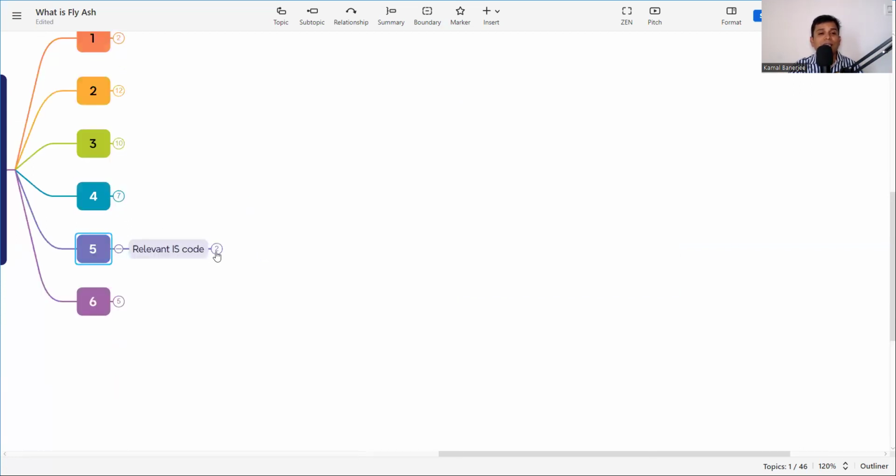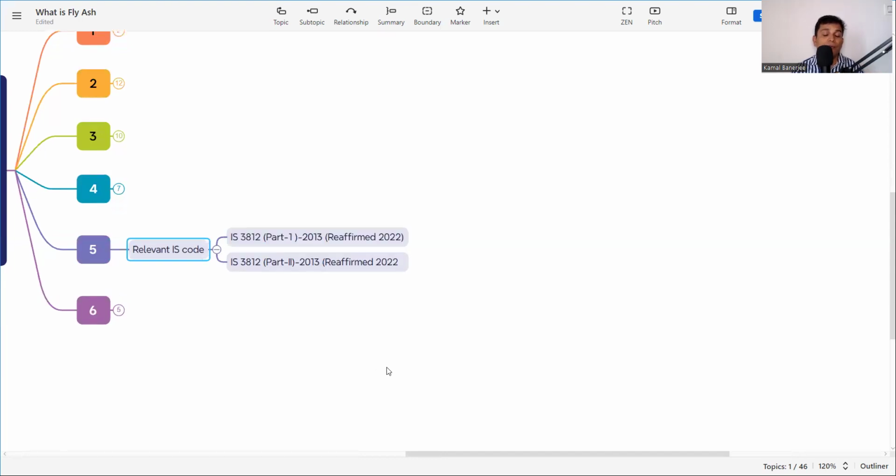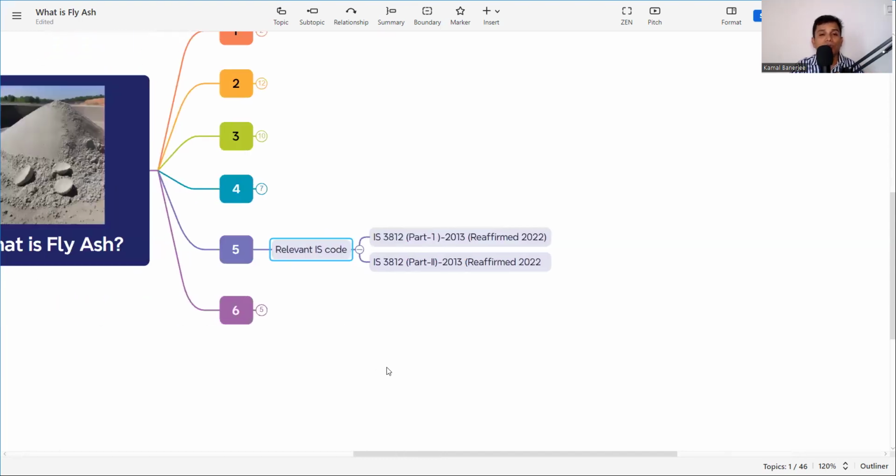Next part is the relevant IS code. Whatever we are using in India has a code, and the code mentions everything about the criteria, how we can select the material, and how we can use fly ash. We cannot use it as per our own wish. So what is the relevant IS code for fly ash? There are two codes. One is IS 3812 part 1 and IS 3812 part 2, 2013, reaffirmed in 2022.